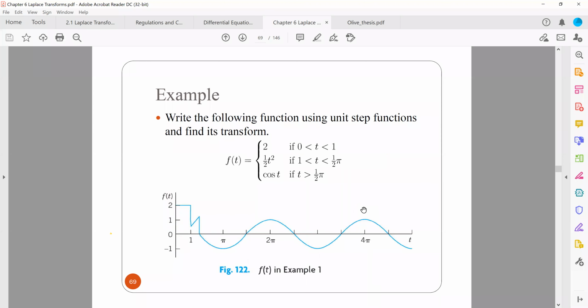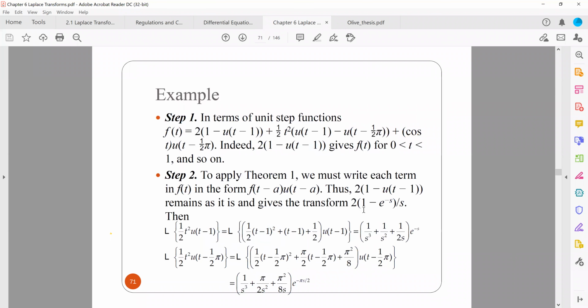If you look at this figure, above there it just continues being a sine wave. The discontinuities are here for 2 and for t squared. That's why we have the subtraction of step functions for those ones. So in step 1, we have written them this way. The next thing, based on our theorem which we have just learned, is that if we know what the transform for f(t) is, then for f(t minus a) times u(t minus a), we will know what its expansion is.